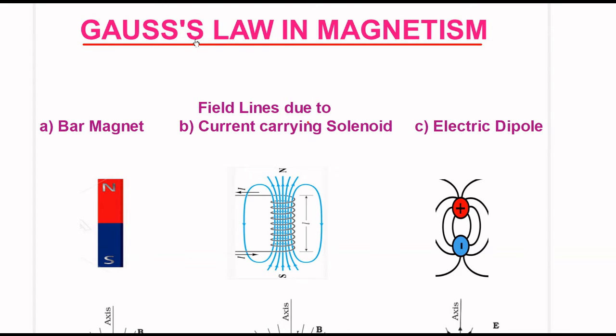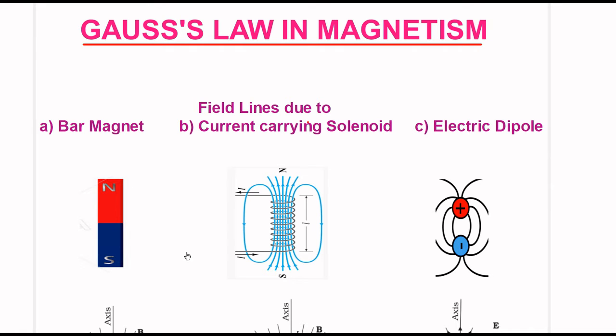Gauss's law in magnetism. Before coming to this law, let us see the field lines due to a bar magnet, a current carrying solenoid, and an electric dipole.